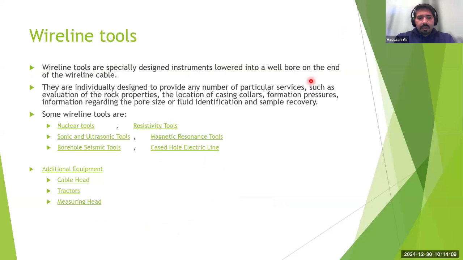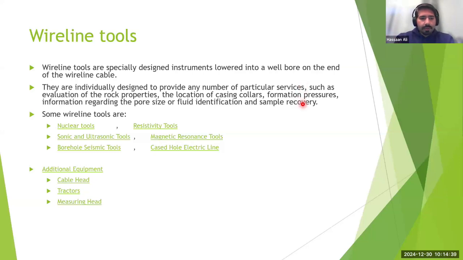So the last one which we are going to talk about is the wireline tools. Essentially, wireline tools are very specific, very specialized, very complicated tools which can be used to perform different types of measurement operations downhole. These are usually lowered through the electrical line into the wellbore, and they are located at the end of the wireline cable, and they perform different particular services.